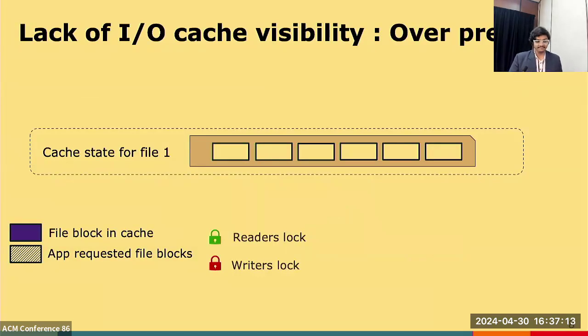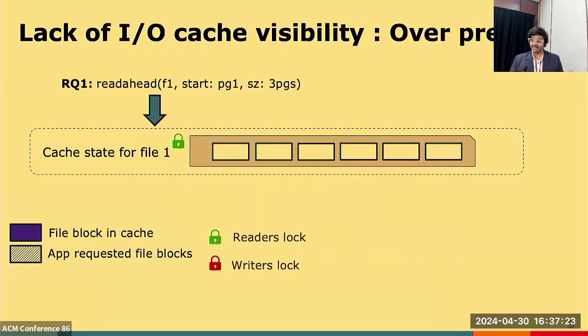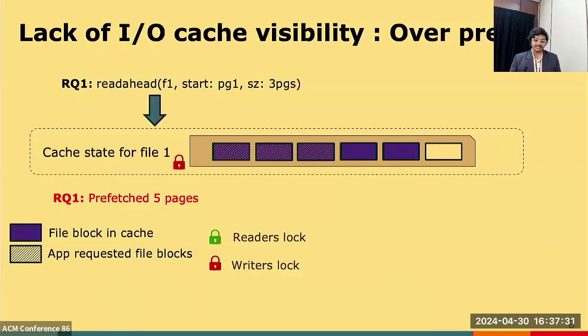Okay, here is the same cache state. The application issues a prefetch for 3 pages starting at page number 1. The operating system would take a reader's lock on the file cache, and it would go check the requested pages and find that none of the pages requested are in cache. So let's say it decides that it needs to prefetch 5 pages. So it takes a writer's lock on the file cache and then populates the data to the cache.